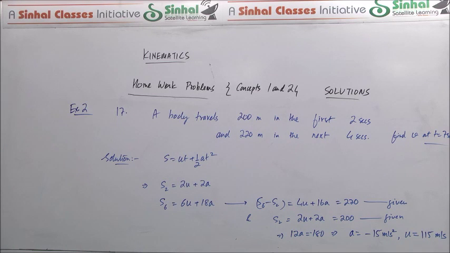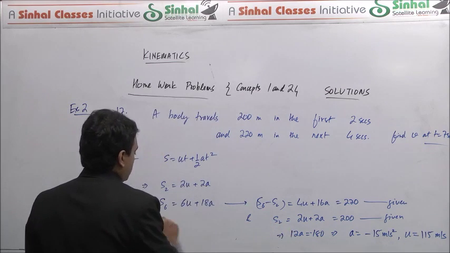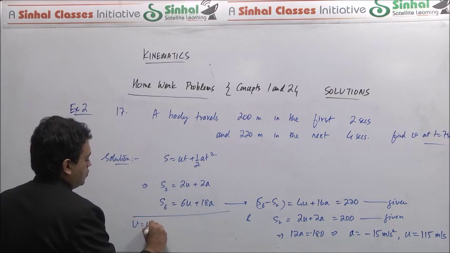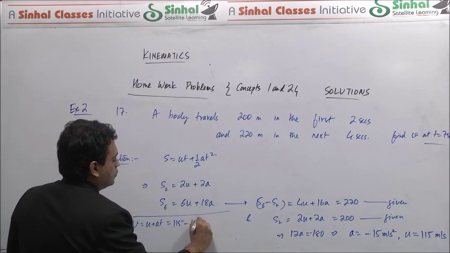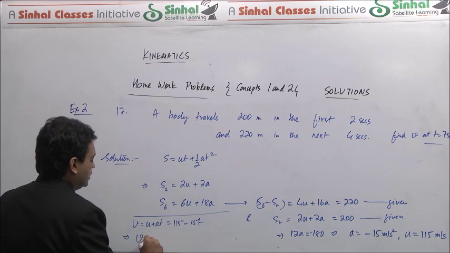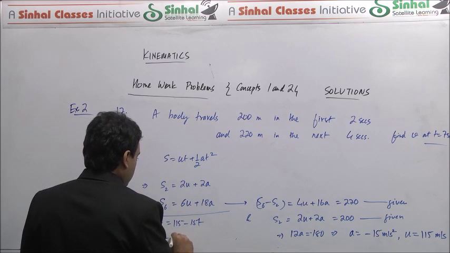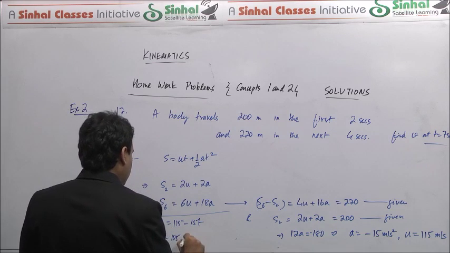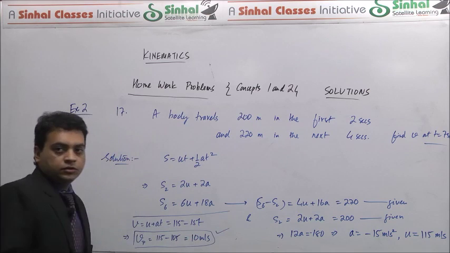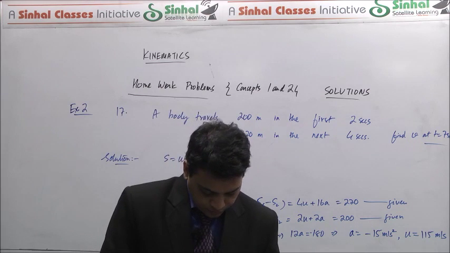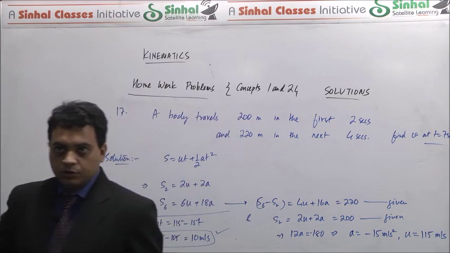Yeah. So from this we can see that velocity now as a function of time is 115 minus 15t. So velocity at 7 seconds is 115 minus 105. So that is 10 meters per second. That becomes the solution of this problem. So next we will look at exercise 3 after a short break.